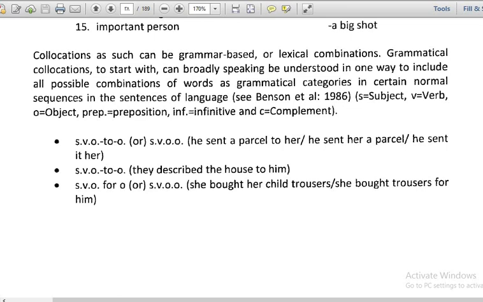Grammatical collocations, to start with, can broadly speaking be understood in one way, to include all possible combinations of words as grammatical categories in certain normal sequences in the sentence of language. For example, he sent a parcel to her, or they described the house to him. She bought her child trousers, not she bought a trouser for her child, no.